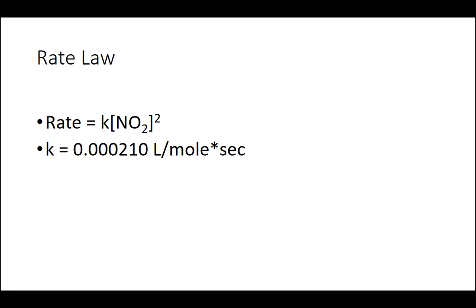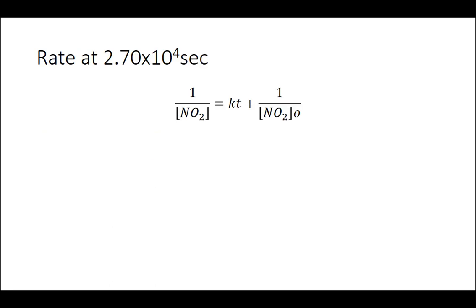So now with that information, we can actually go in and figure out what the concentration is at a certain time based on the integrated rate law. And that's going to look like this. So the second order rate law is written like this. It's an integrated rate law. So 1 over the concentration of NO2 at any time is equal to the rate constant times the time that we're at, plus 1 over the initial concentration of NO2.